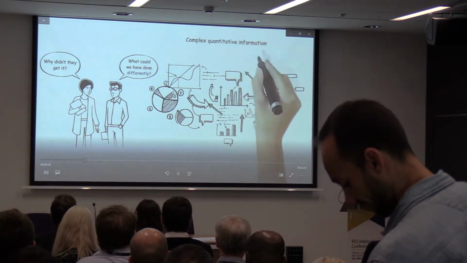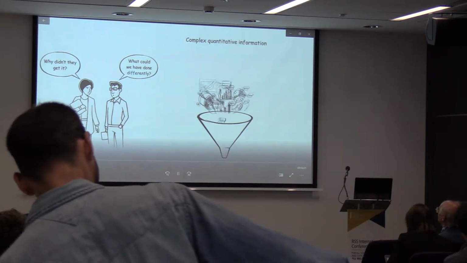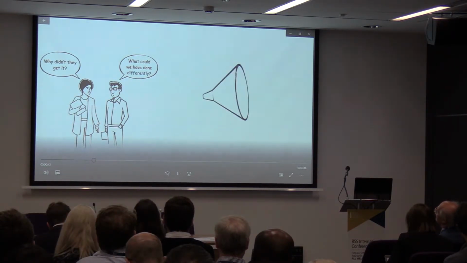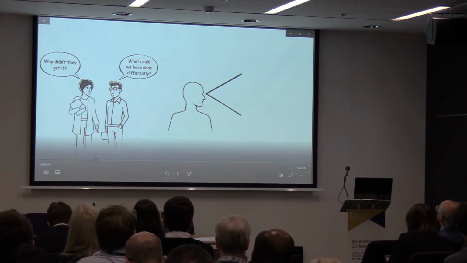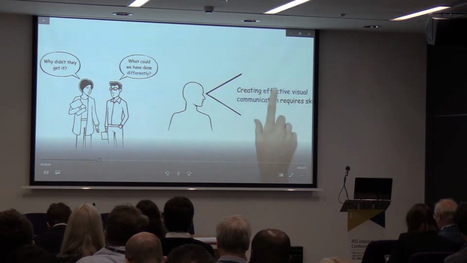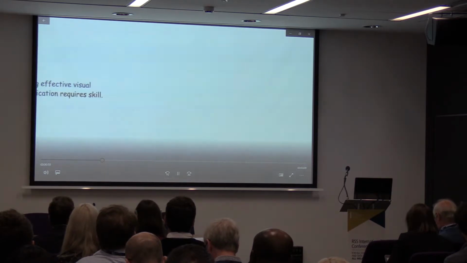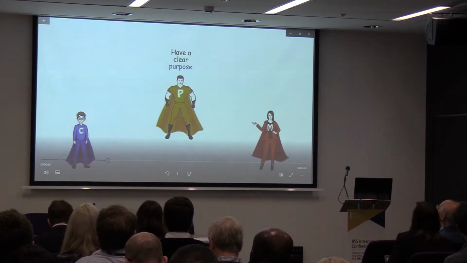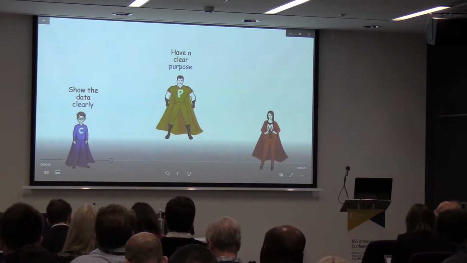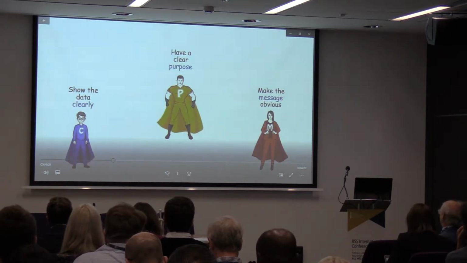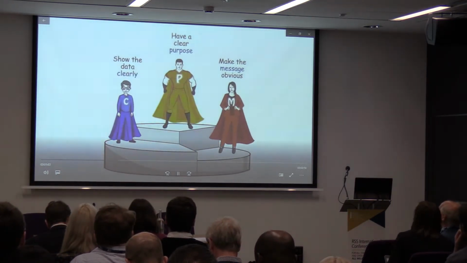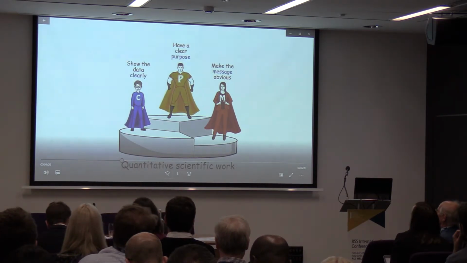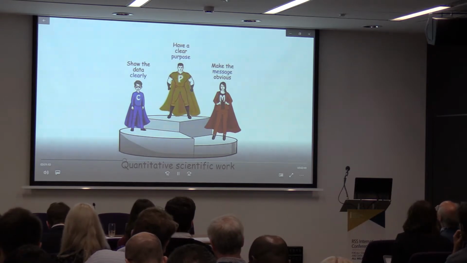Distilling complex quantitative information into clear and easy-to-interpret visualizations can be daunting. Effective visual communication appears obvious, but creating it requires skill. To get it right, consider these 3 principles. Have a clear purpose, show the data clearly, and make the message obvious. These 3 principles correspond to the 3 main ingredients of any quantitative scientific work: purpose, clarity, and message.